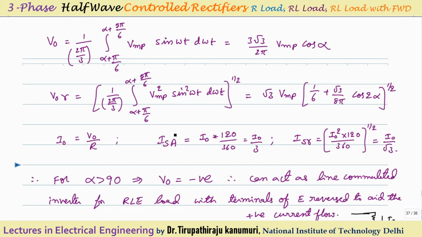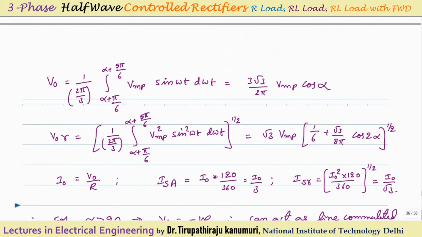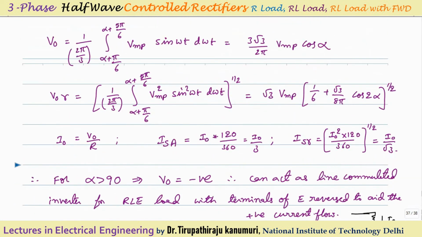Now coming to the average value of output current, it will be equal to V0 divided by R, and the average value of the current supplied from your source. Each thyristor is conducting only for 120 degrees out of the total 360 degrees, with a magnitude of I0. So the average value will be equal to I0 divided by 3.